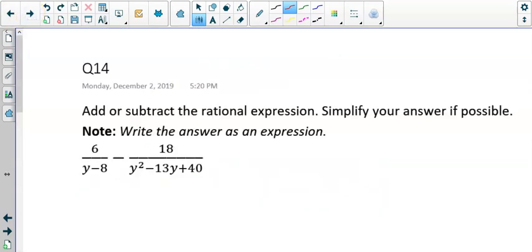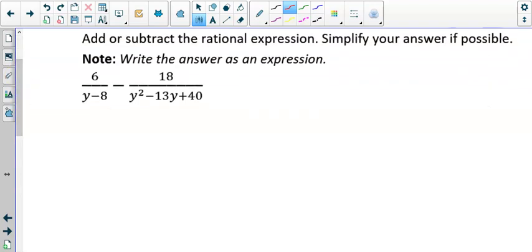All right, jumping into chapter 4 now. So chapter 4, this comes from 4.2. No, 4.3, because we did adding and subtracting second, I think. It's either 4.2 or 4.3. It's one of those two.